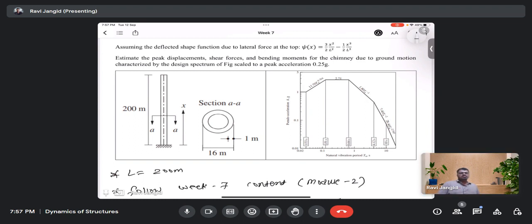In the assignment, yes, the third question. They are asking for the equivalent static force at the first floor. For finding the equivalent static force, you need the K value.